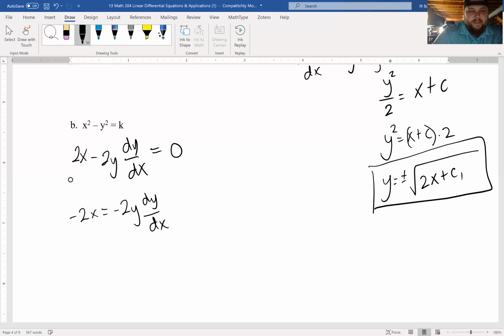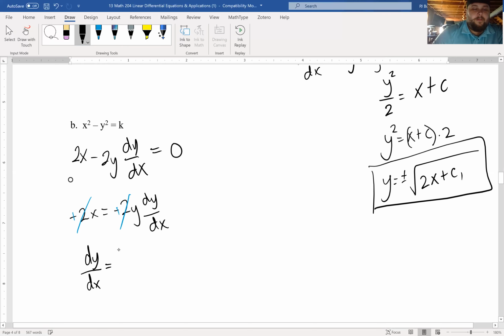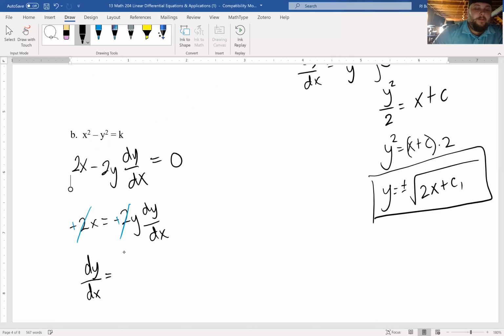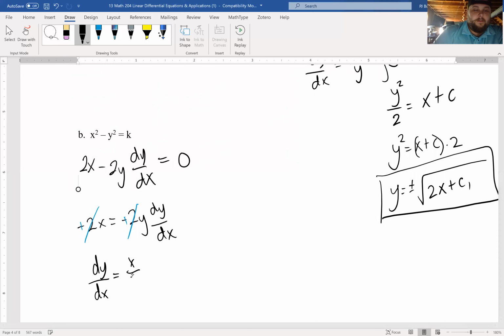So I moved the 2x over and made it negative, but both are negative, so we can make them both positive. If I were to divide through by 2, the 2's would cancel. And then finally, I want dy/dx by itself. So it looks like it's going to equal x over y.